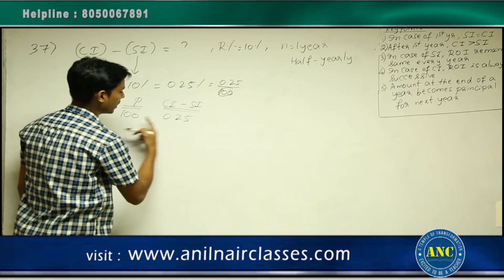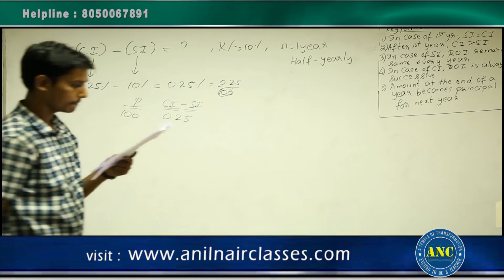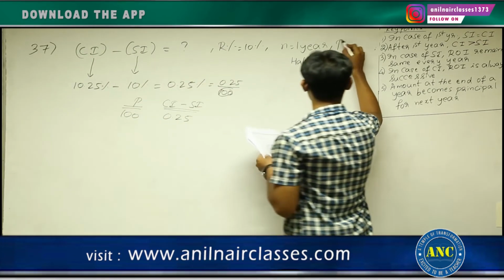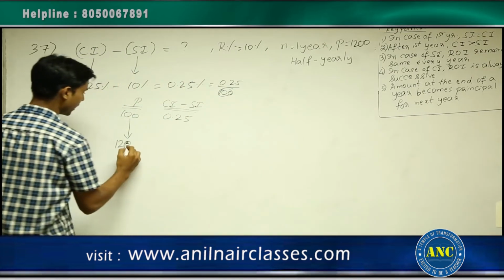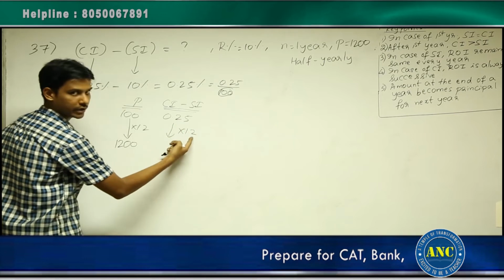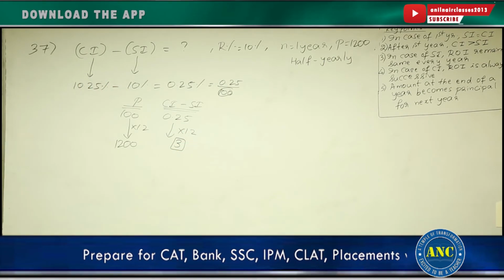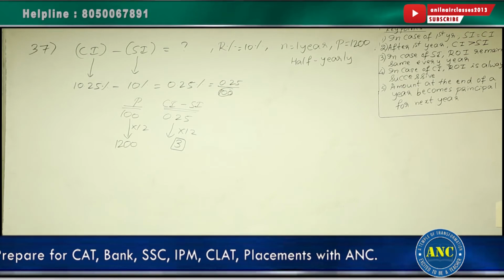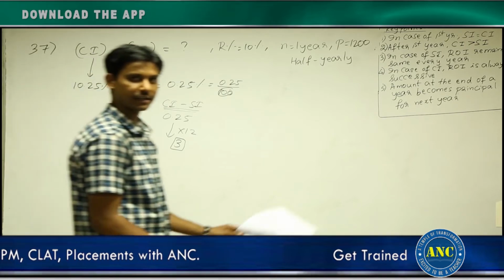But I am not taking 100 rupees from you. How much am I taking? It is given in the question, right? 1200 rupees. 100 should become 1200. What is the multiplying factor? 12. This also multiply by 12. 1 by 4 into 12 is 3. Over. It can be compounded annually, semi-annually, quarterly, whatever they give. This is the concept. Clear, right?